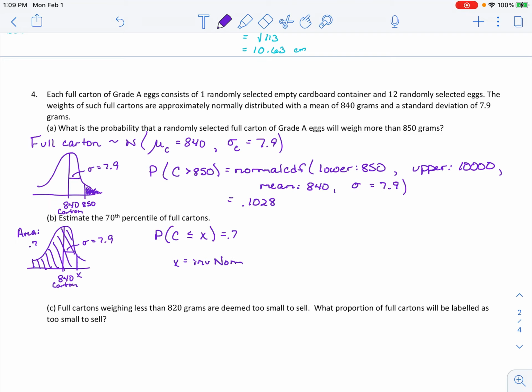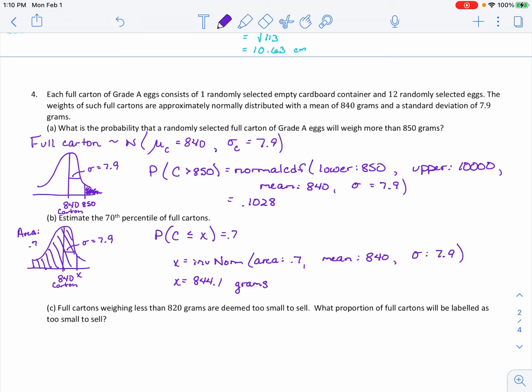I can find that using the inverse norm. So I'll have to tell it the area to the left. Now, since I'm finding an X value, I will not use 0 here, and I will not use 1 for my standard deviation. I'm jumping right into an X value, so I will use the specific distribution's mean and standard deviation. I got about 844 from this one. This should be grams. Below that value will be 70% of all full egg cartons.